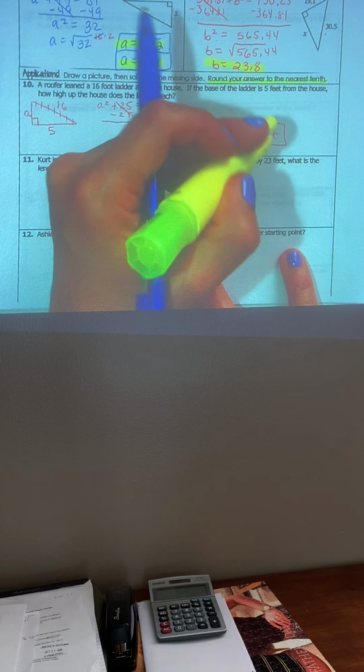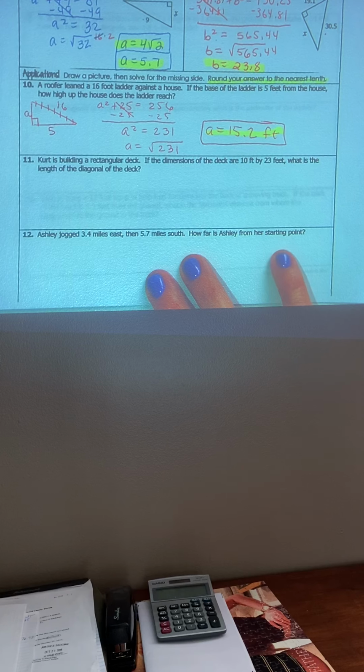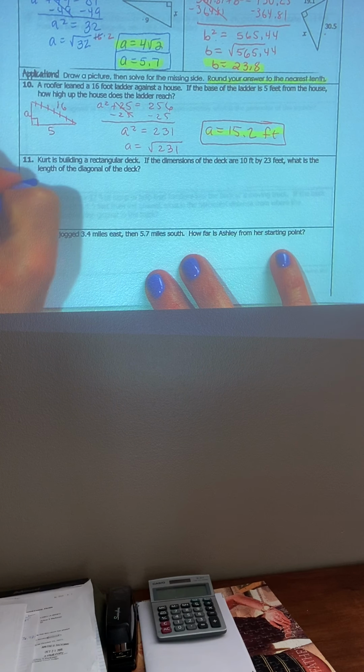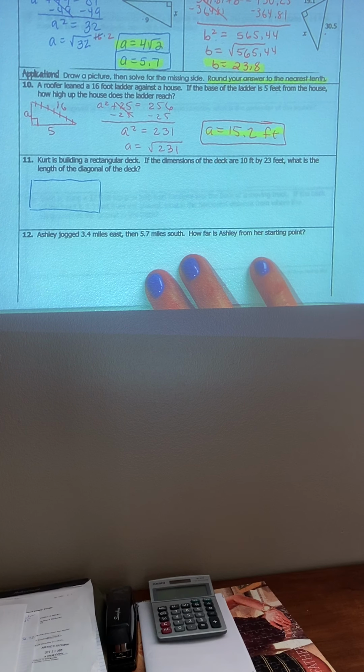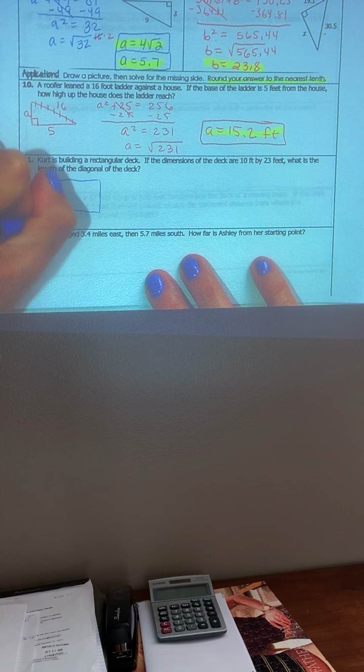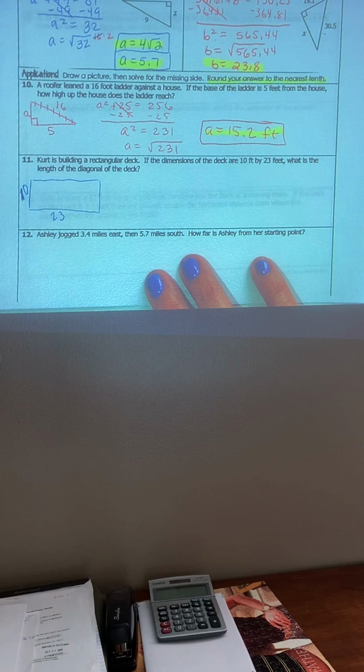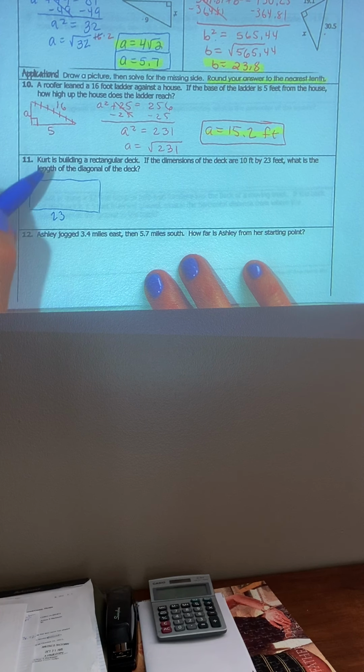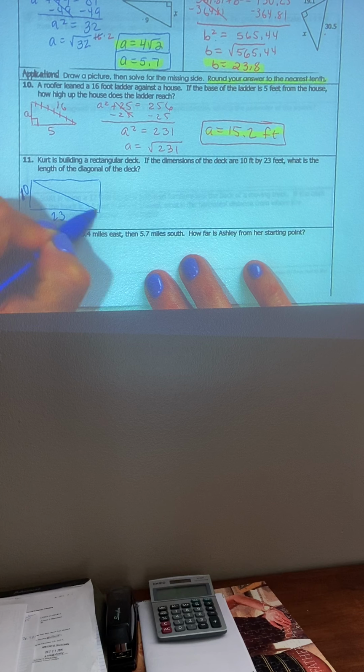All right. Kurt is building a rectangular deck. All right, a rectangle. If the dimensions of the deck are 10 by 23, what is the length of the diagonal of the deck? So 10 by 23. What is the length of the diagonal of the deck?